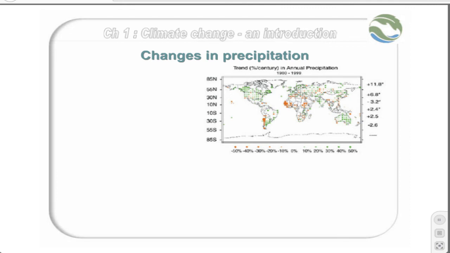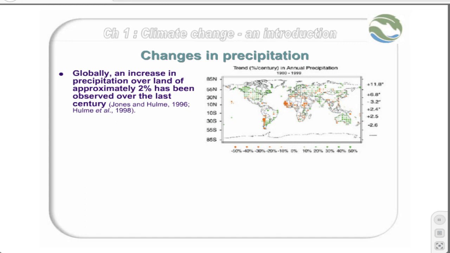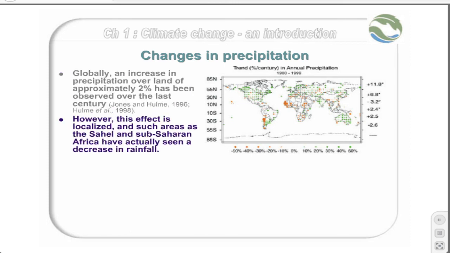Have there been any concerted changes in precipitation? Well, globally, an increase in precipitation over land of approximately 2% has been observed over the last century. However, this effect is very localized, and such areas as the Sahel and sub-Saharan Africa have actually seen a decrease in rainfall.